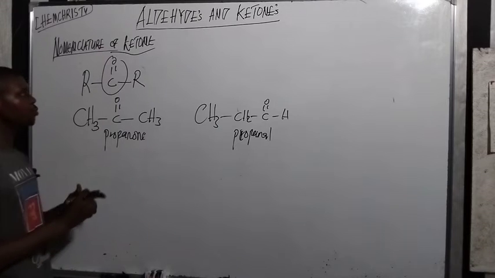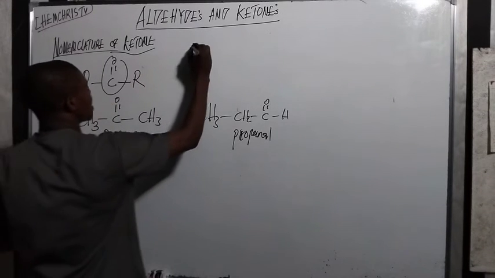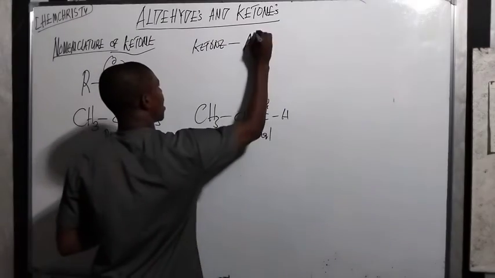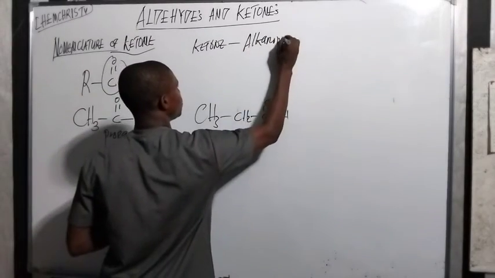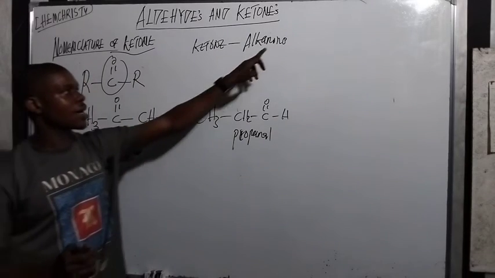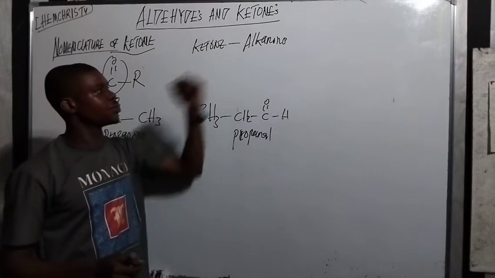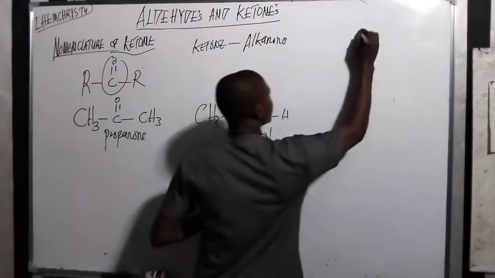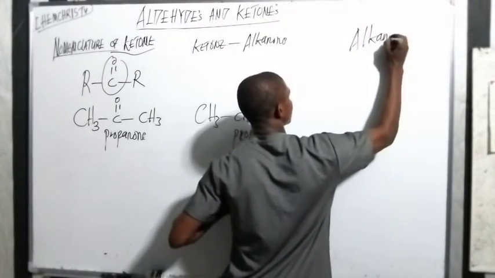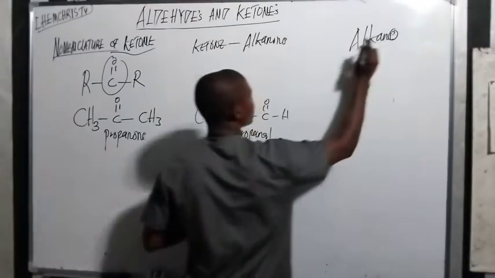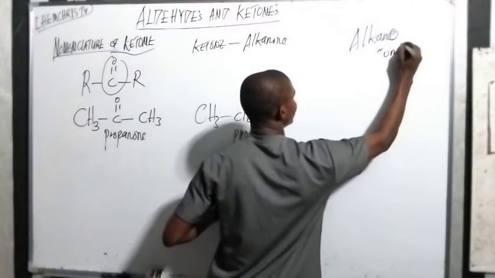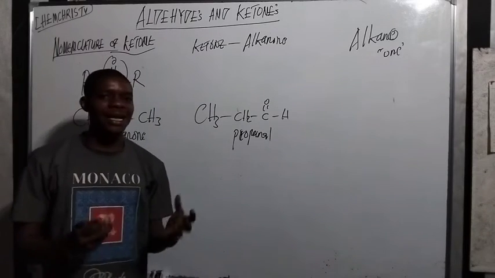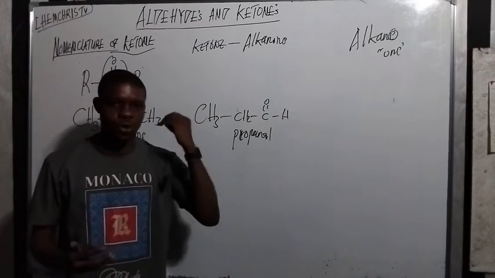Propanol. It's okay. But now let me explain here. Ketone is also named like an alkanol. You get the alkanol, that is, it comes from the alkane. When you look at the alkane, you remove the E and replace it with O-N-E. Here we have the alkanone. So aldehyde and ketone are being derived from the corresponding alkane.